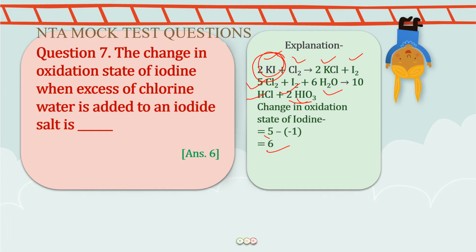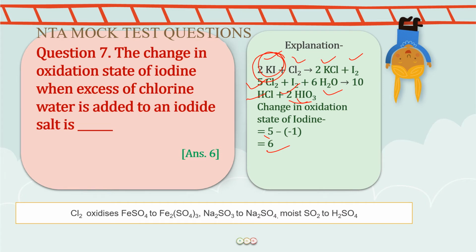in your NCERT textbook. For example, chlorine oxidizes ferrous sulfate to ferric sulfate, sodium sulfite to sodium sulfate, moist sulfur dioxide to H2SO4. So please do remember these reactions also. They are equally important. So this way, any reaction can be asked from the oxidizing properties. My motto is that you revise all these reactions. Okay, so this is very important.